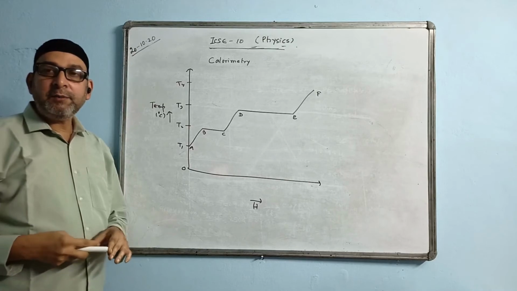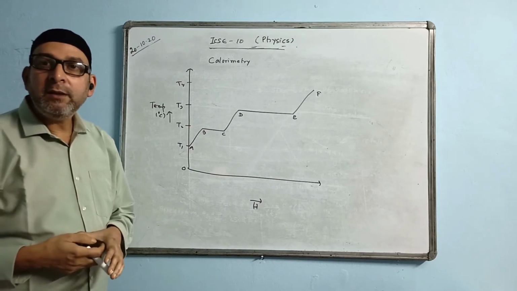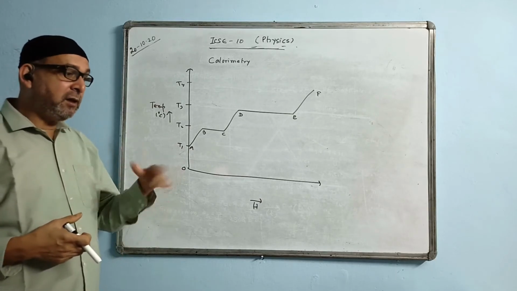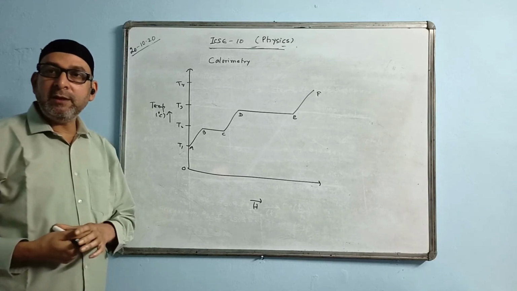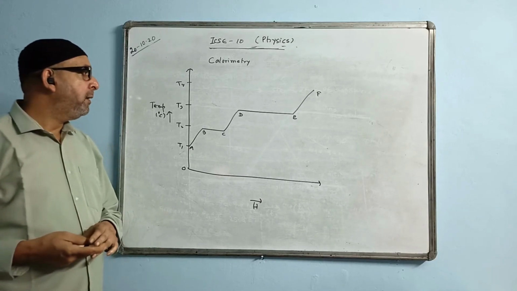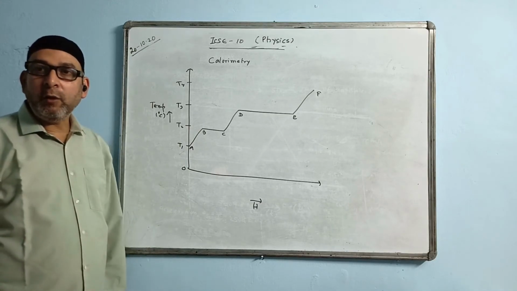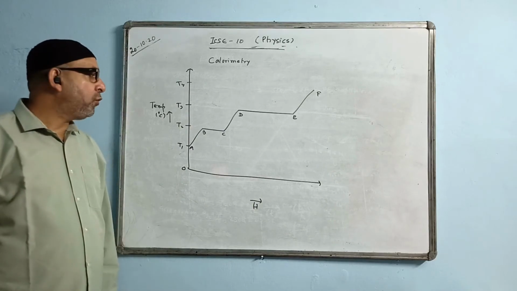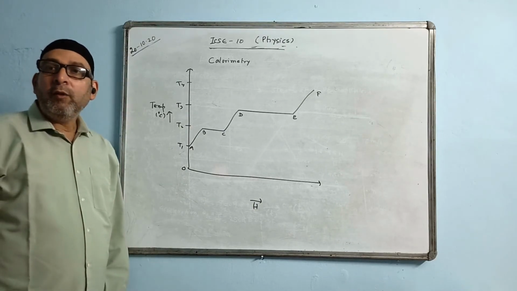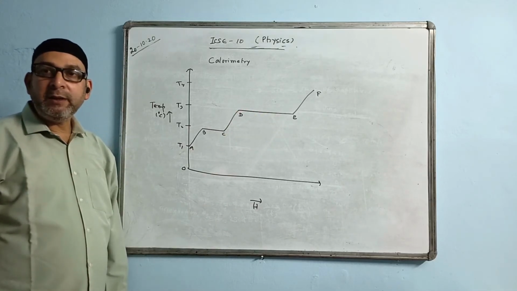Question says a substance in the solid state is being heated continuously till it changes into vapor, for which the following heating curve is obtained. So this is what they are showing. And now the question says, what is happening in the region BC and DE?